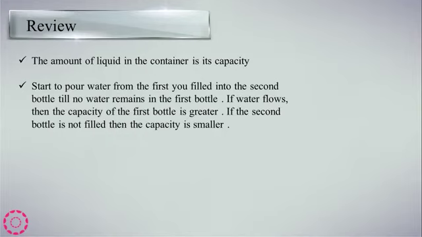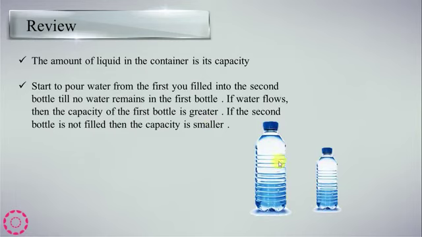Now, the first tool is full of water and the second is also full of water, but the first tool has greater capacity. Why? Because its size is greater. That's why it gets more liquid, and the smaller one gets less liquid than the greater.